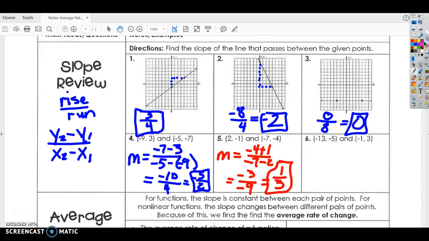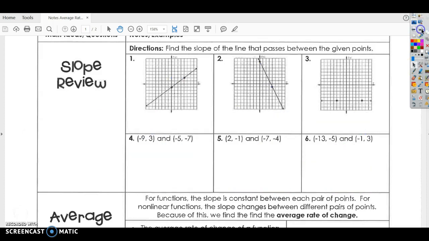All right, here at the end, number 6, we're going to say what is our slope. So we're going to go y2 is 3 minus y1 is negative 5, so plus 5. And then I'm going to have negative 1 minus negative 13, which makes that plus 13. 3 plus 5, negative 1 plus 13, and 8 and 12 are both divisible by 4. So 4 goes into 8 twice, 4 goes into 12 3 times. So 2 thirds is our best answer there. Okay? All right. If you don't have that, you can pause the video, write down what you need, and we're going to keep moving.